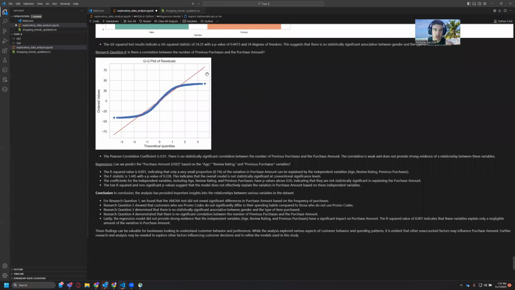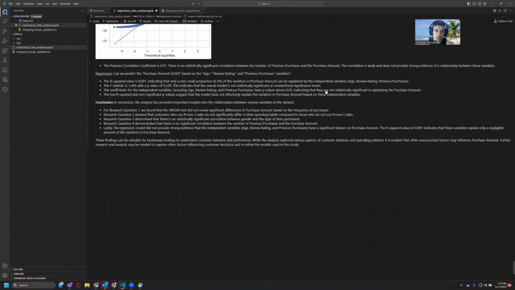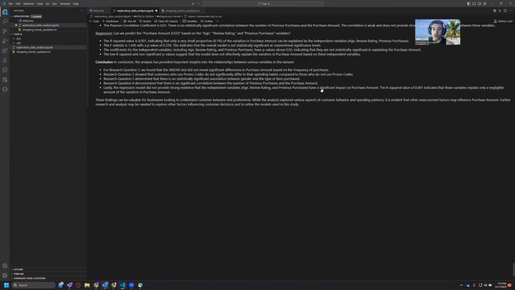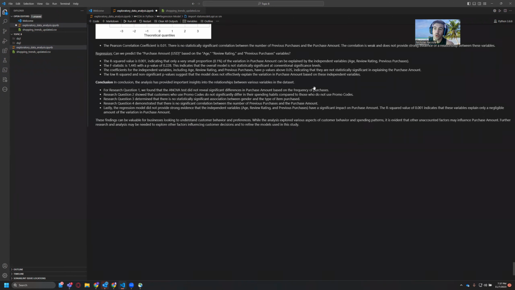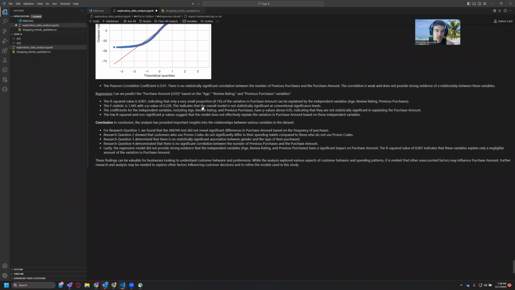And then in our fourth one, we wanted to see if there was a correlation between the number of previous purchases and the purchase amount. Again, we did not find a strong correlation there. We found a correlation of 0.01, which suggests that there is no correlation between previous purchases and purchase amount. And then lastly, in our regression, we wanted to see if we could use age, review rating, and previous purchases to predict the purchase amount, but those three ended up having a very low R-squared value, which indicates that they aren't good predictors of purchase amount.